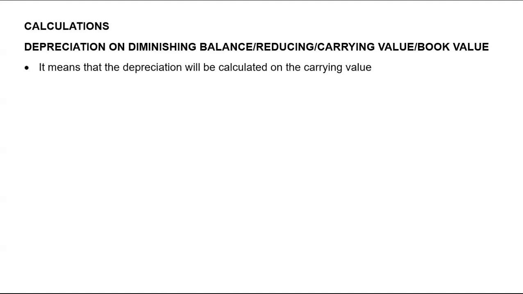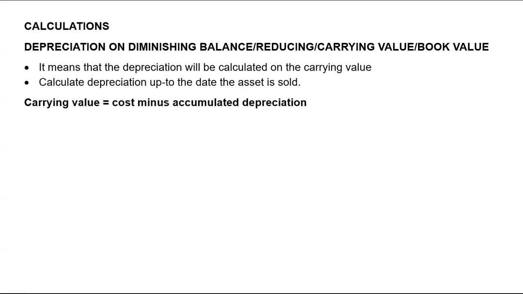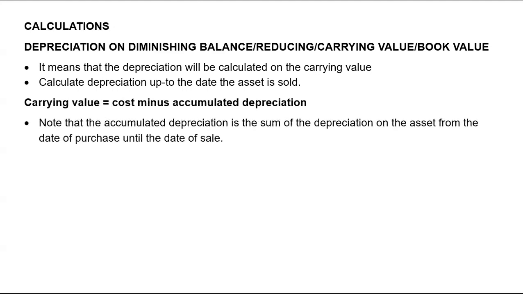It means that depreciation will be calculated on the carrying value, and depreciation will be calculated up to the date the asset is sold, from when it was purchased up to the date it is sold. When we calculate carrying value, it will be cost minus accumulated depreciation. Note that accumulated depreciation is the sum of all depreciation of the asset from when it was purchased until the date of sale.